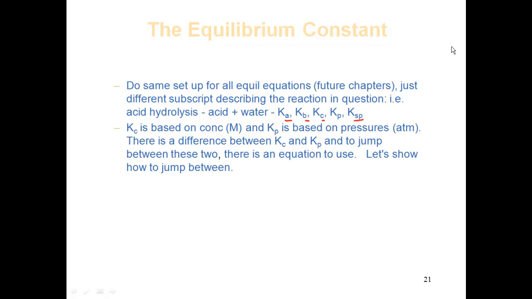Now, Kc is based on concentration, meaning molarity. You have to put molarity into Kc problems. And Kp is based on atmospheres, where atmospheres have to be placed into Kp problems. However, there's a difference between Kc and Kp, and to jump between these two, there's an equation. So what I want to do is talk about that equation, how to jump between one and the other.